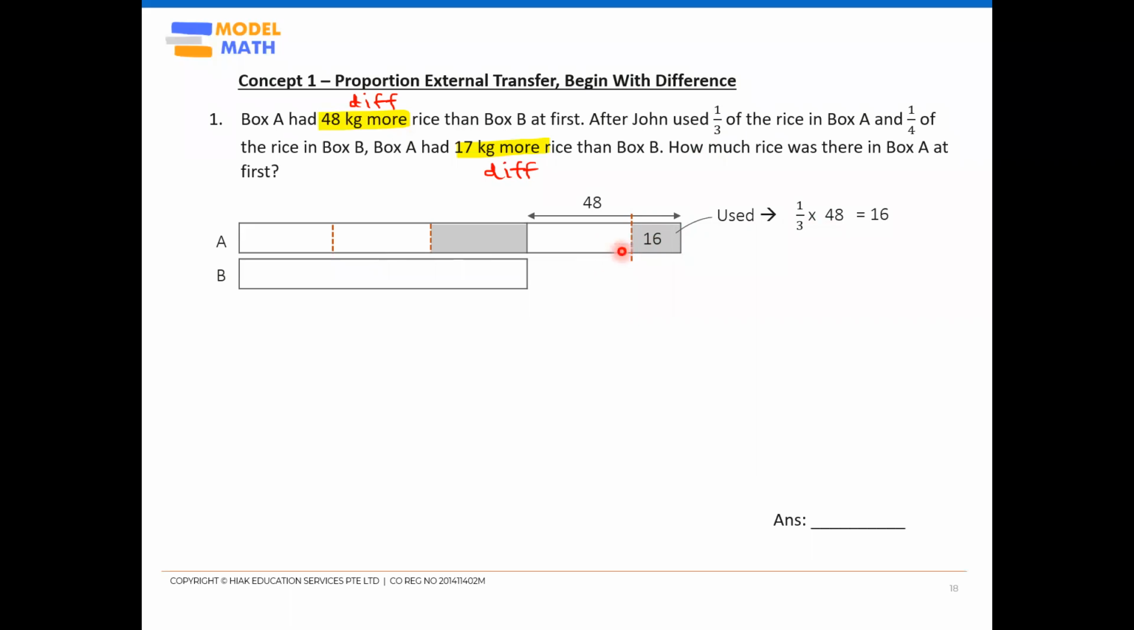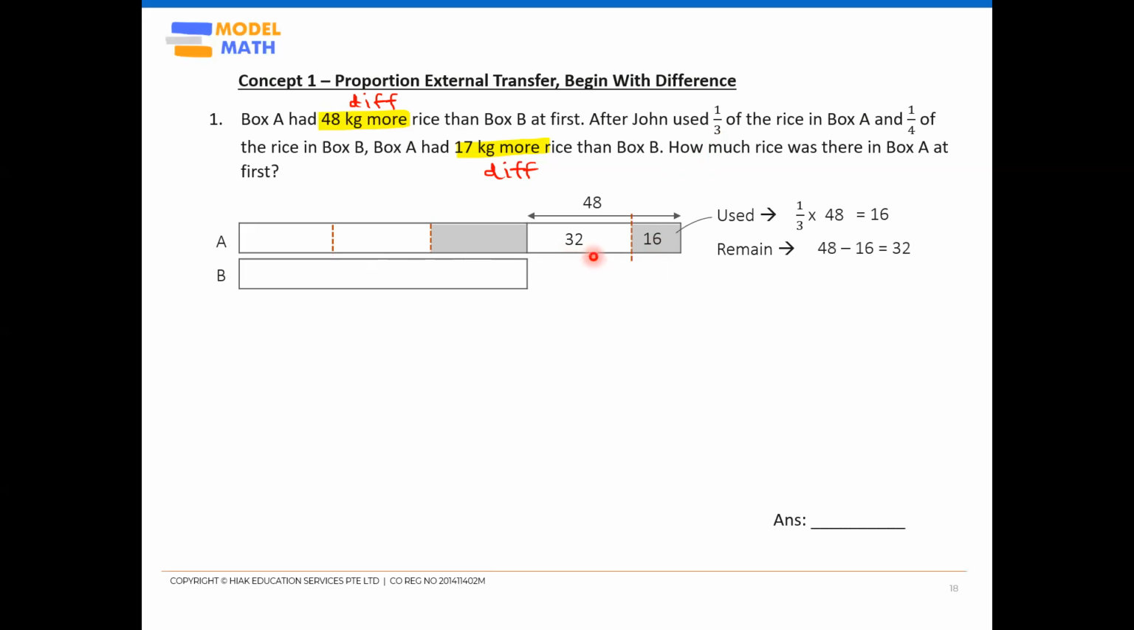Now, we have to calculate this remaining part here, because all these are values. If you can calculate the value, please do so. So the remaining part for this portion is simply 48 minus 16, which is 32 in this case.